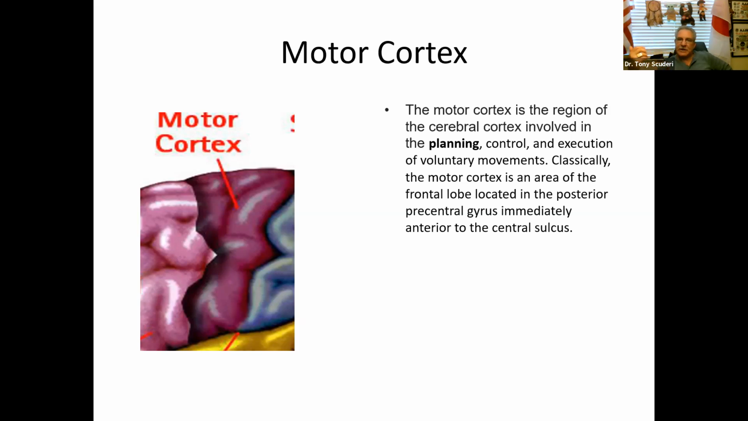So classically, the motor cortex is the area of the frontal lobe located in the posterior precentral gyrus. This is a gyrus. Remember I said this, right? The little folds. So we have the central gyrus, which is in the center part of the brain. This is a little bit before. It's right behind the central sulcus, or the central part of the brain that I'll show you later. If you were to take a look at that, it would split the brain beautifully in half.